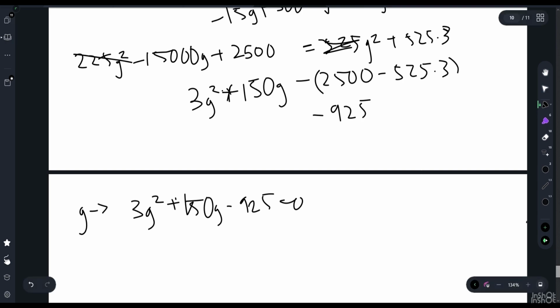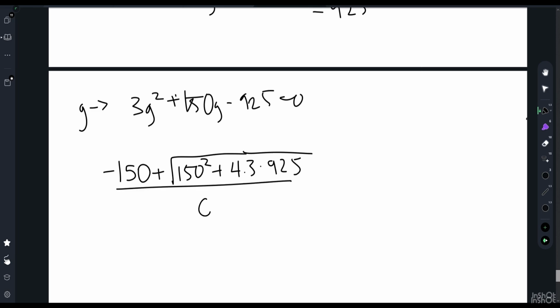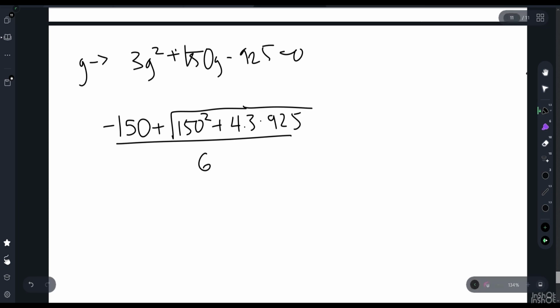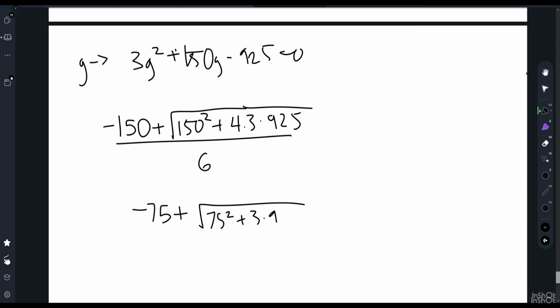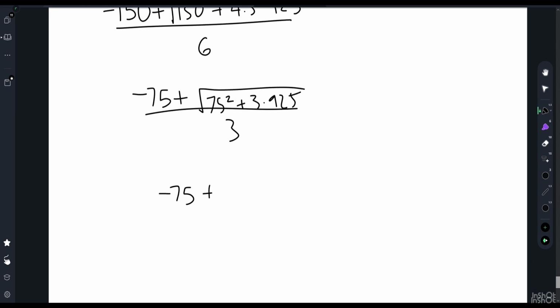So by the quadratic formula, this is negative 150 plus, obviously can't be minus, otherwise g would be negative, square root of 150 squared plus 4 times 3 times 925, all over 6. Let's first factor out a 4. Let's first divide by 2. This is negative 75 plus, now we have to factor out a 4 from the inside, which would make this 75 squared plus 3 times 925, all over 3. Now let's factor out a 5 from the square root. Negative 75 plus 5 root 225 plus 3 times 925 divided by 25 is 37, all over 3.